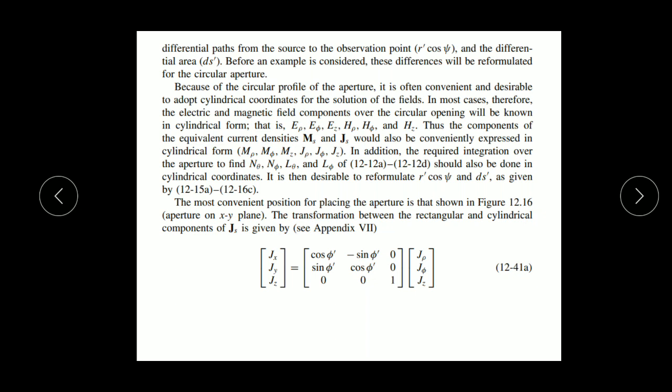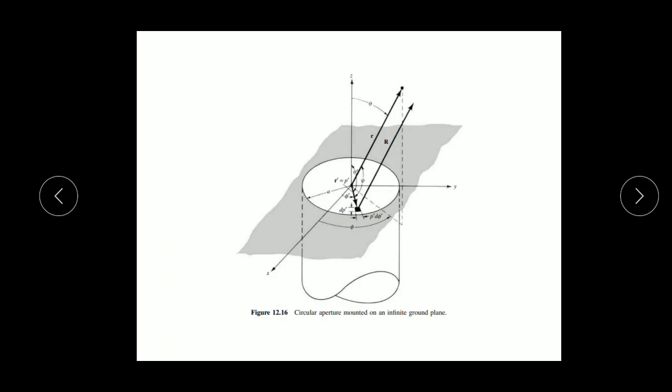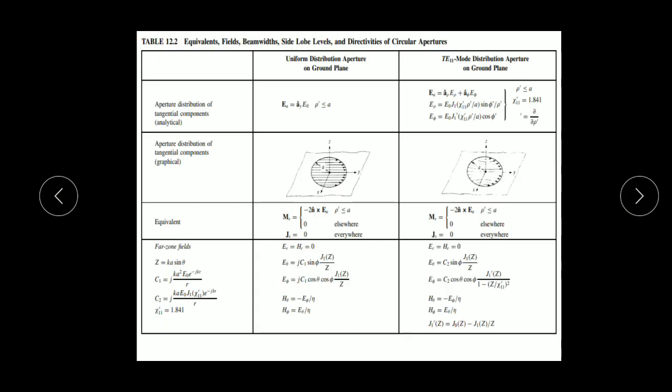The transformation between the rectangular and cylindrical components of Js is given here. Basically, through the rectangular to cylindrical transformation, this is the x, y and z component coordinate system, and this is phi. This is cylindrical: rho, phi and z. So we can convert from rectangular coordinates to cylindrical coordinates using this matrix. Now we discuss this table completely.